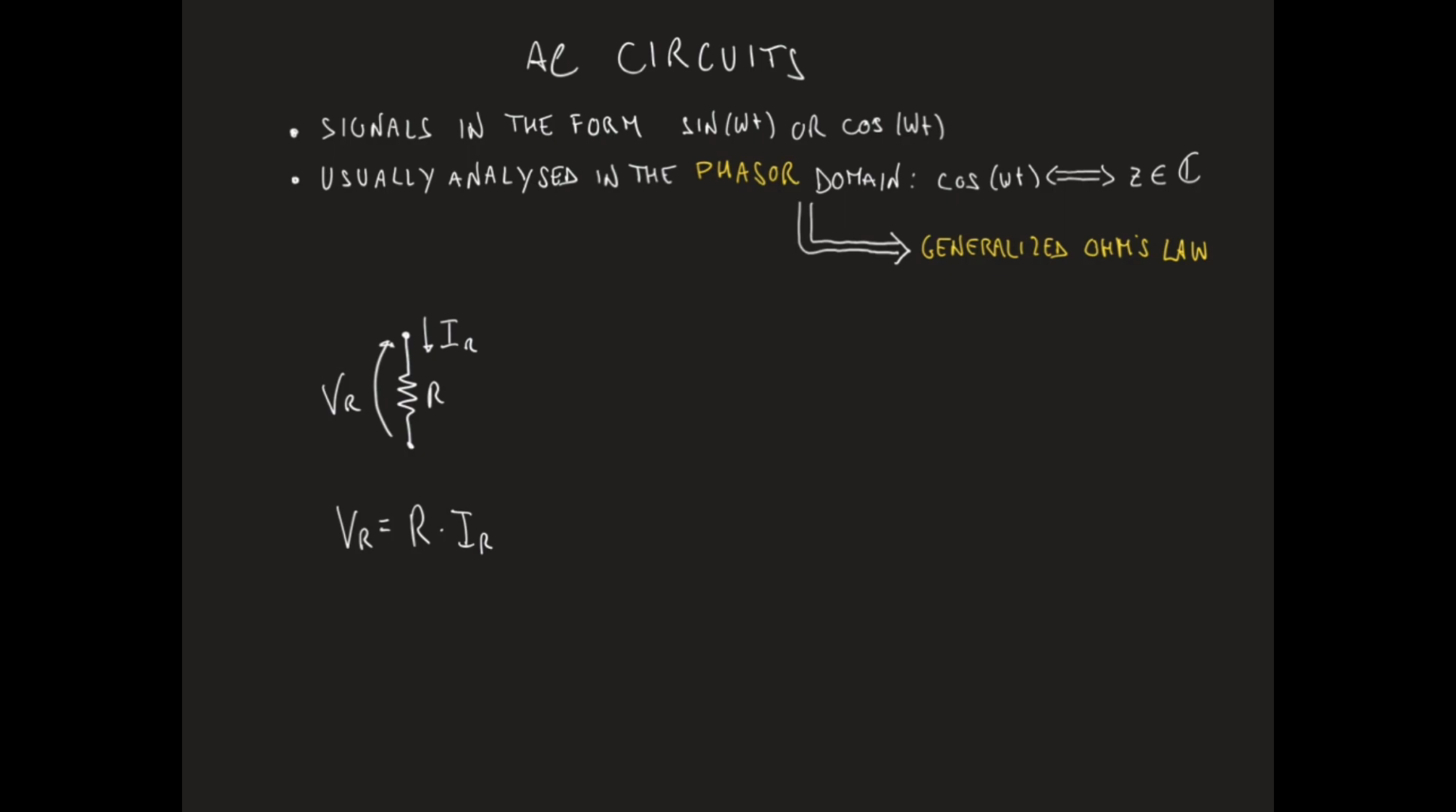In a capacitor with capacitance C, the current IC flowing through the capacitor and the voltage Vc across the capacitor are connected by means of a differential relationship. In particular, the current IC is equal to the capacitance times the time derivative of Vc.